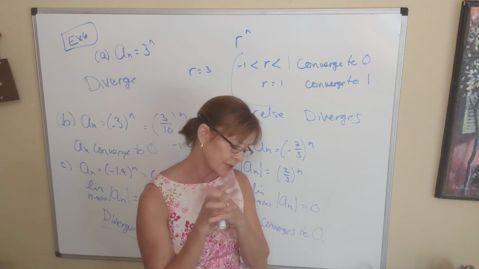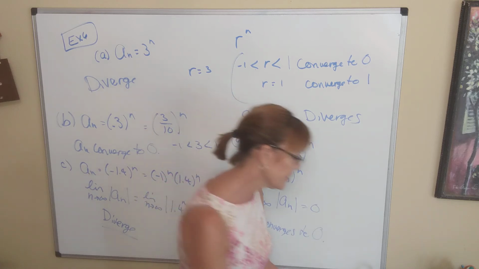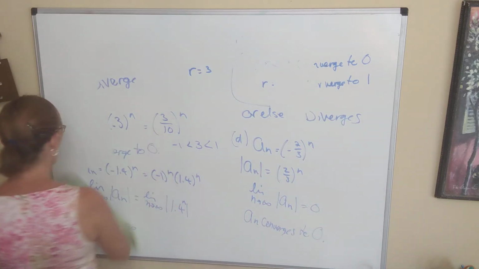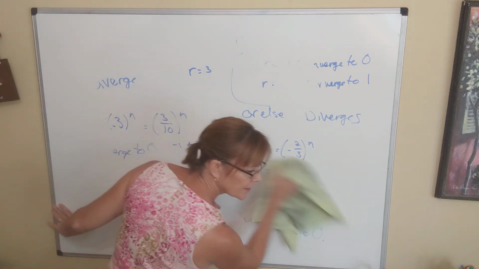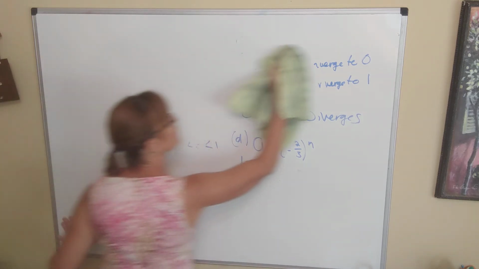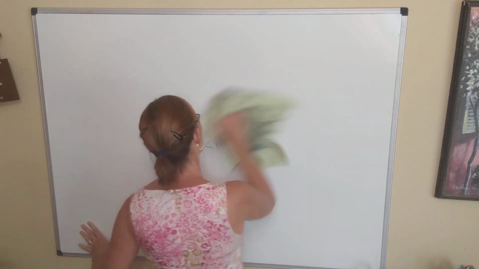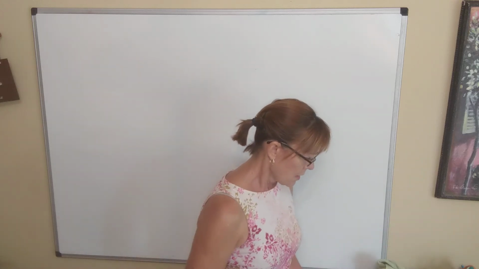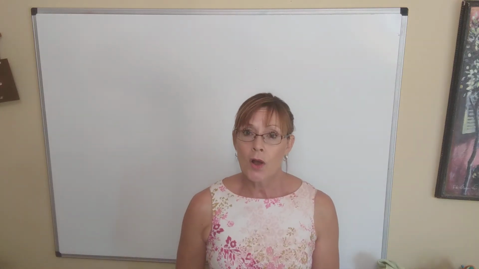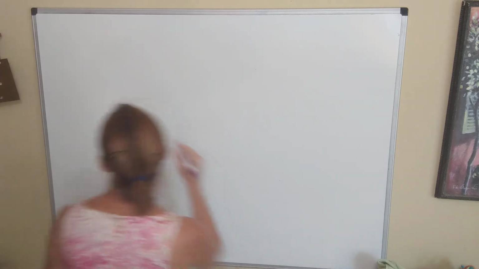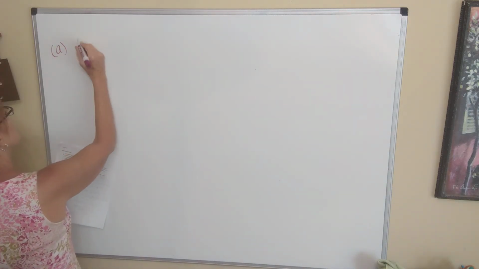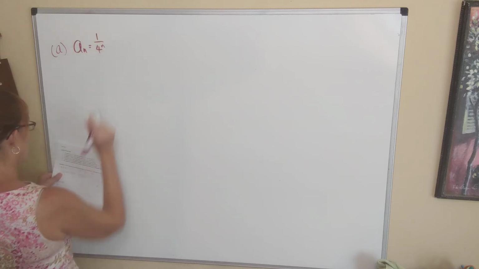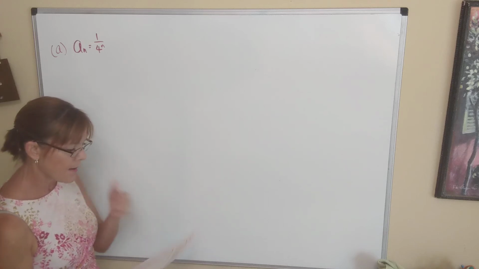All right, let's use some of these words in an example. Example 7 goes like this. Is the sequence increasing, decreasing, or not monotonic? And is it bounded? Okay, so let's see what we can say about these guys. Here we go. A sub n is 1/4 to the n. Let's talk about this guy. The question is this increasing, decreasing, or not monotonic?